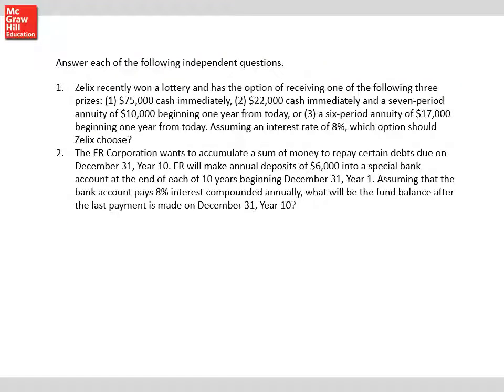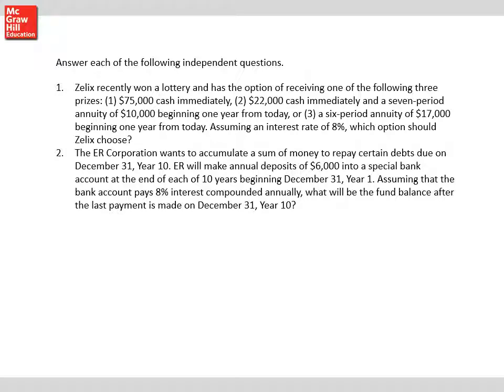In exercise 611, now we're going to get into some scenarios here. Zelik recently won a lottery and has the option of receiving one of the 3 following prizes. $75,000 right now at time 0, today, present value. $22,000 today and a 7-period annuity of $10,000 a year beginning 1 year from today. So at the end of year 1 is when he starts receiving the $10,000.